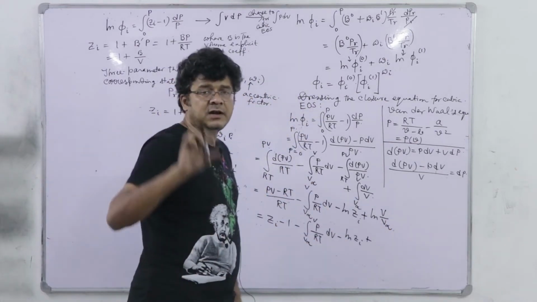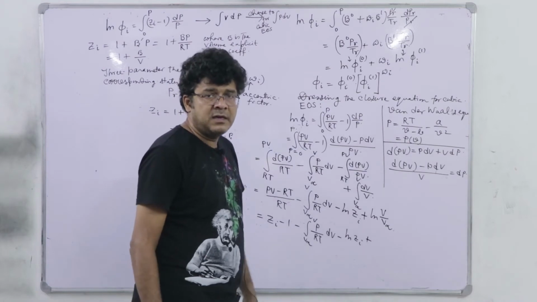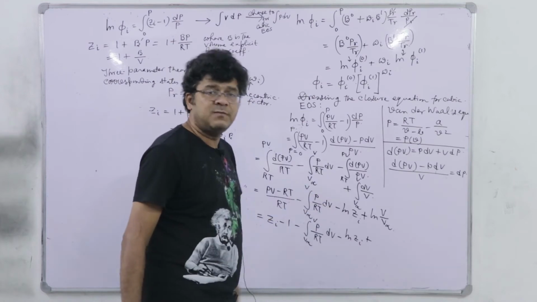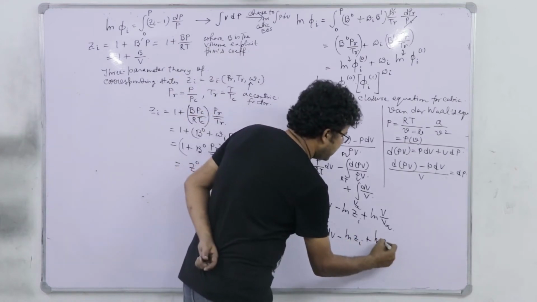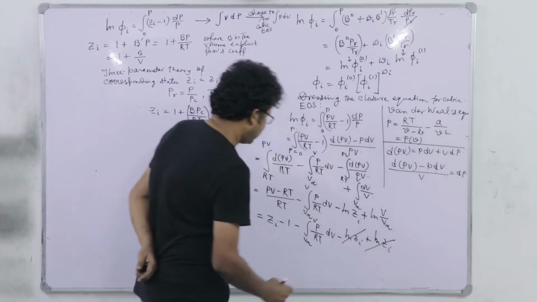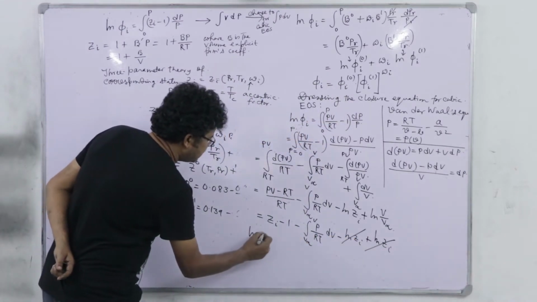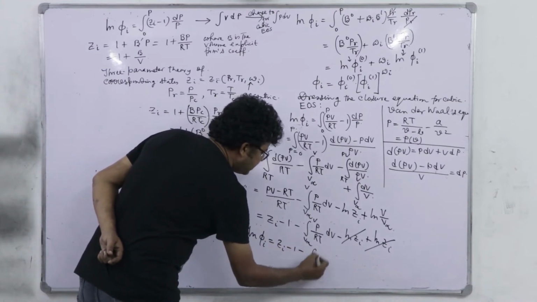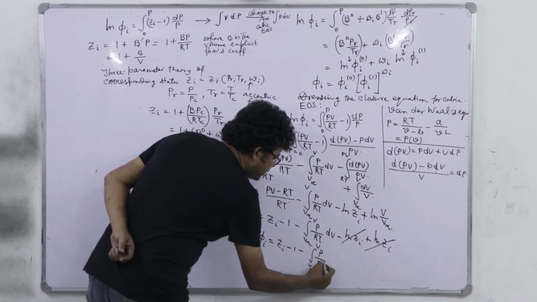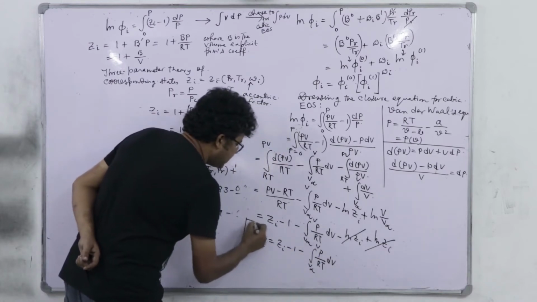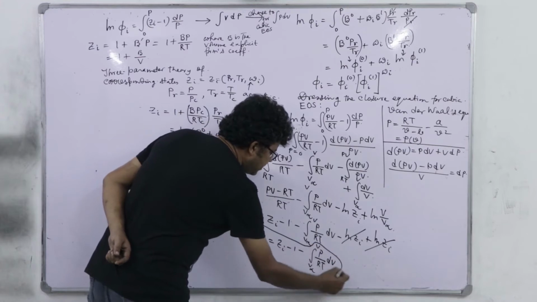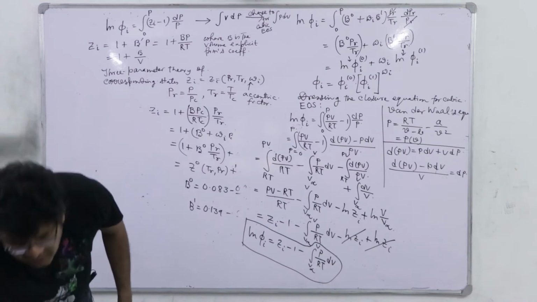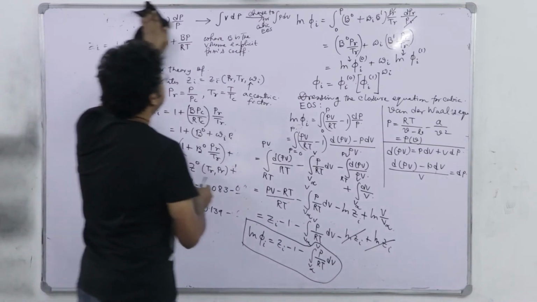So, PV becomes, it will be just as it is, and PV infinity is RT. So, this is a plus ln Zi. So, these two terms cancel out. So, finally, we have the equation ln phi i equal to Zi minus 1 minus integral V infinity to V of P by RT dV. So, that is my working equation to find out the fugacity coefficient for pure species using cubic equation of state.